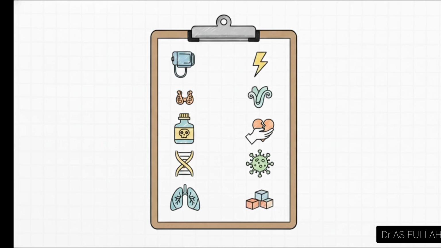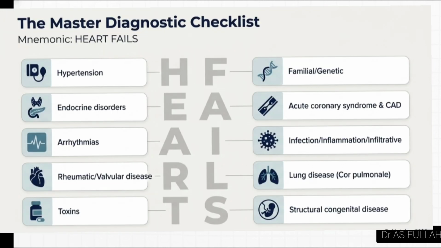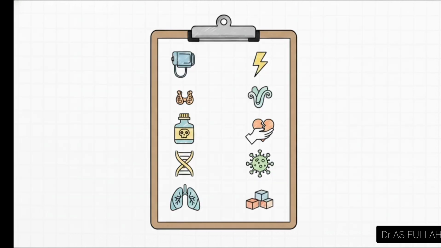Now, to anchor this massive list of causes in your memory, you've got to rely on the master diagnostic checklist mnemonic: HEART FAILS. H for hypertension, E for endocrine disorders, A for arrhythmias, R for rheumatic or valvular disease, T for toxins, then F for familial or genetic, A for acute coronary syndrome, I for infection or inflammation, L for lung disease like cor pulmonale, and finally S for structural congenital disease. Seriously, whenever you're facing a complex presentation, just run through this checklist mentally. It makes sure no stone is left unturned.